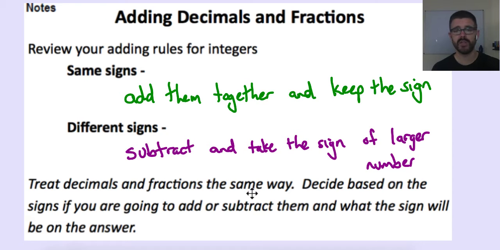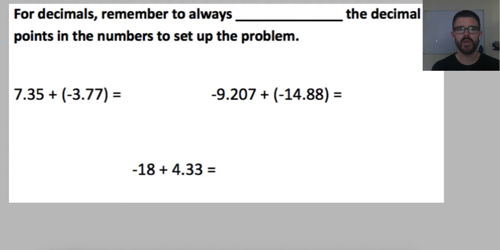You're going to have that same conversation with yourself. Are they the same signs? All right, I'm going to add them together, keep the sign. Are they different signs? All right, I'm going to subtract. We treat them the exact same way. We're just a little more careful with our decimals and fractions. So for our decimals, here's the one key. Think back to when you talked about this in elementary school or in 6th grade. For decimals, remember to always line up the decimal point and the numbers to set up the problem. So you're still going to add them or subtract them, but make sure that decimal point gets lined up.